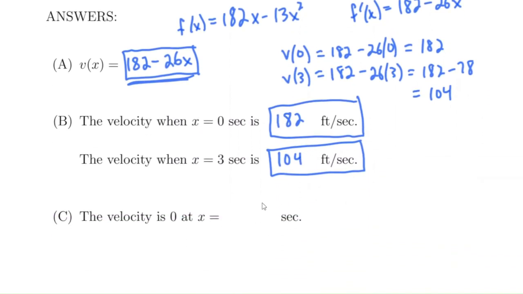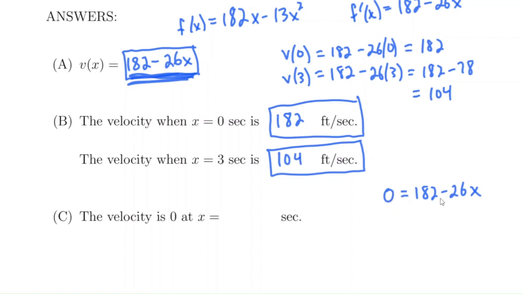Okay, now this last question is not asking you to plug in 0. It's saying, in fact, what is the velocity when x equals 0? It's 182 feet per second. This is saying, at what time is the velocity 0? So if we have this formula here, what value of x can we plug in here that will make the velocity be 0? What x value would make this output be 0? So what we need to do is solve the equation 0 equals 182 minus 26x. We need to solve that for x.